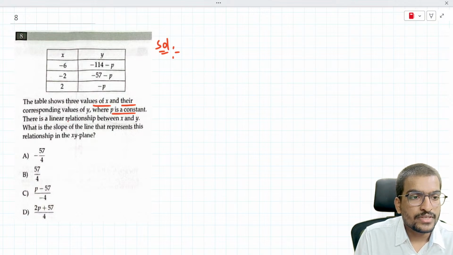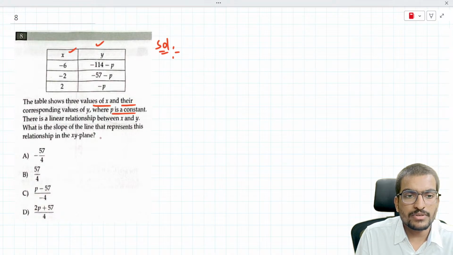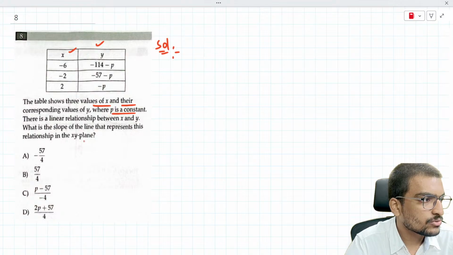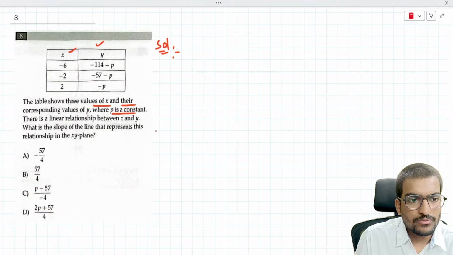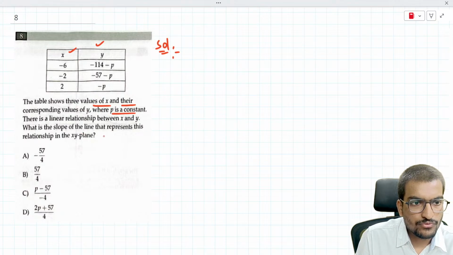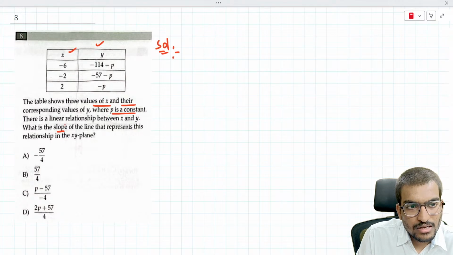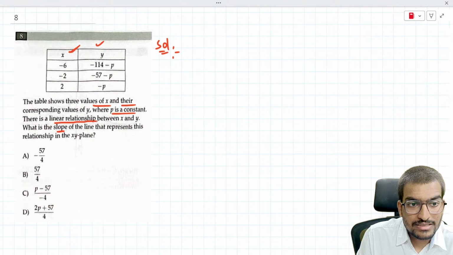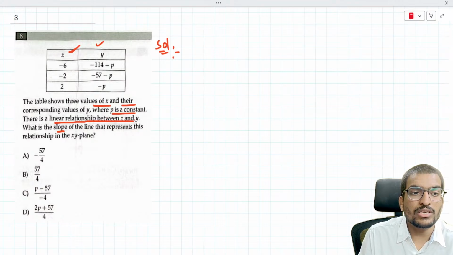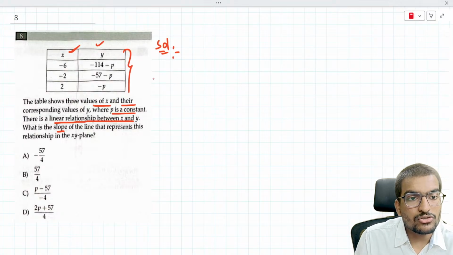So there is a linear relationship between x and y. What is the slope of the line that represents this relationship in the xy plane? Here they have given x and y points, and we just have to find the slope of the line. How can we find the slope if we have these 3 points?